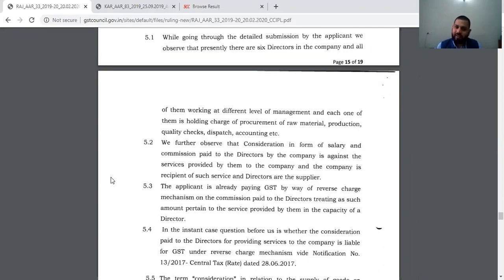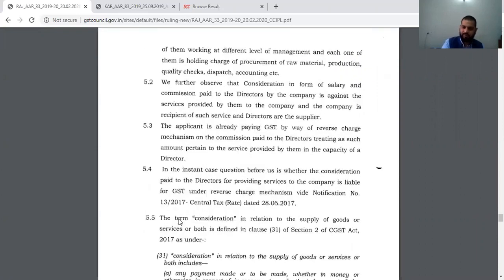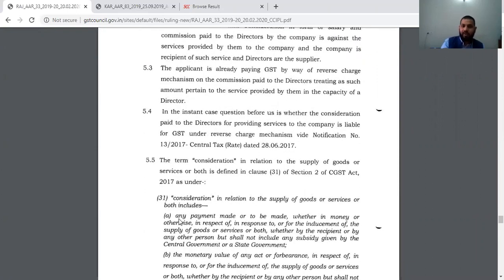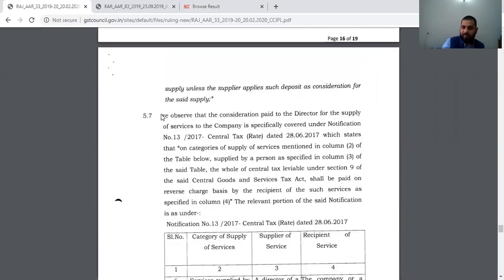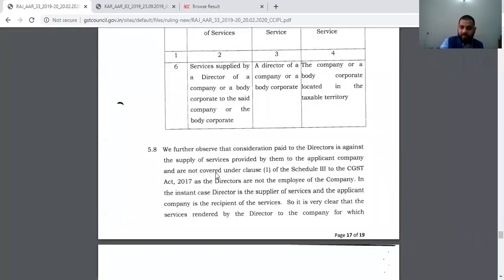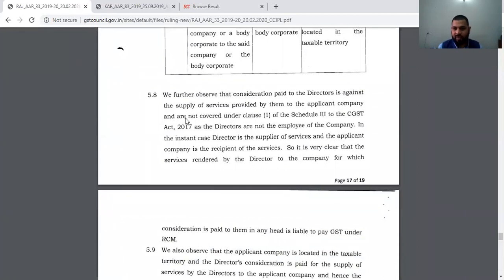And then they say that the applicant is already paying GST by way of reverse charge mechanism on the commission paid to the directors, treating such amount as pertaining to the service provided by them in the capacity of director. Now they refer to the question. What is the question? I'll come to the finding directly. They say 5.8, and this is important.